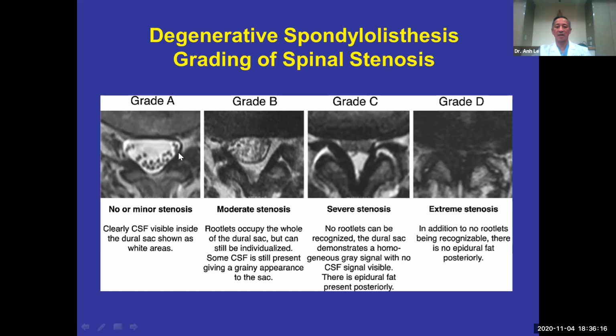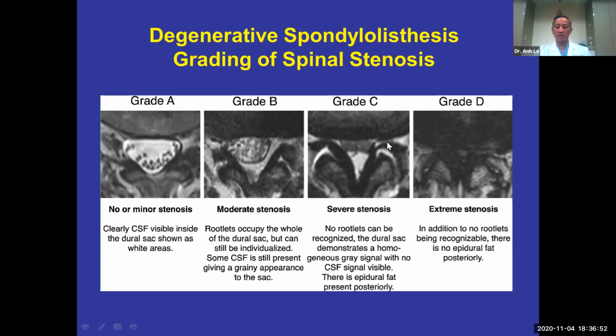This is because the patient is lying supine. So the nerves are basically pulled down at the bottom where the lamina is. In moderate spinal stenosis, we don't see a sedimentation of the nerves anymore, but the nerves are distributed all over the thecal sac, and you can still see a little bit of the CSF right here. In severe spinal stenosis, you cannot see the distinctive nerve rootlets, no CSF, but you can still see a little epidural fat. In extreme spinal stenosis, no epidural fat.